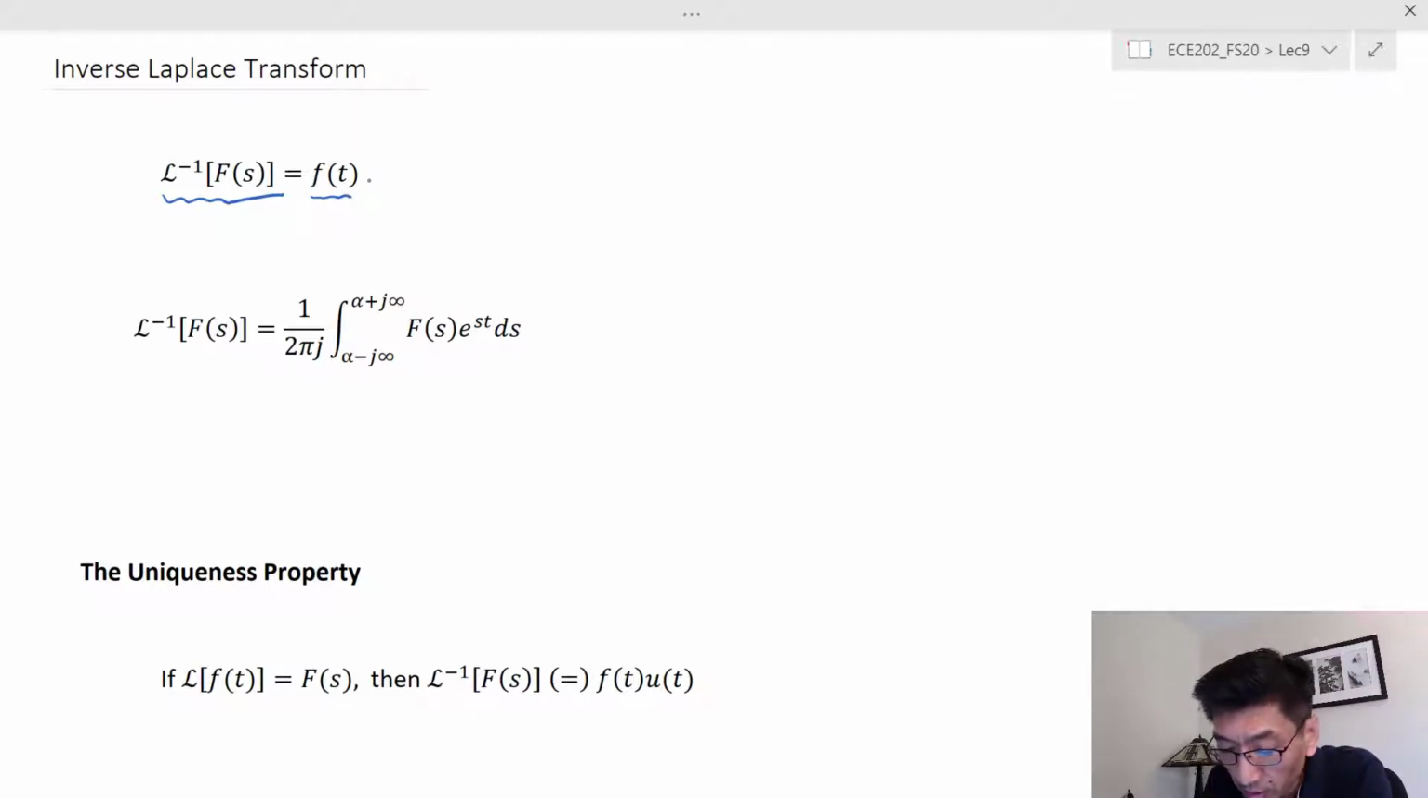The definition of the inverse Laplace transform is this complex integral, because s is a complex variable, right? It has a real part and an imaginary part, and this is the formal definition. But very rarely do we use this as the way of doing the inverse Laplace transform. But this is the foundation of doing the proofs, and also this will guarantee the uniqueness property.